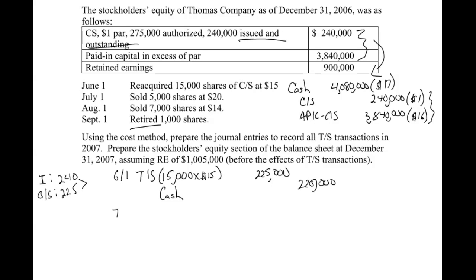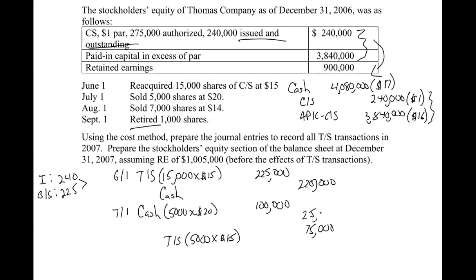On July 1, we sold some of these shares back. If we're selling them back, we're going to get cash. We're selling 5,000 shares at $20 per share, so that's $100,000. Skip a space here. We need to take the treasury stock off the books at the original cost, which is $15. So 5,000 times the 15, the original cost would be $75,000. Our difference here is 25,000.